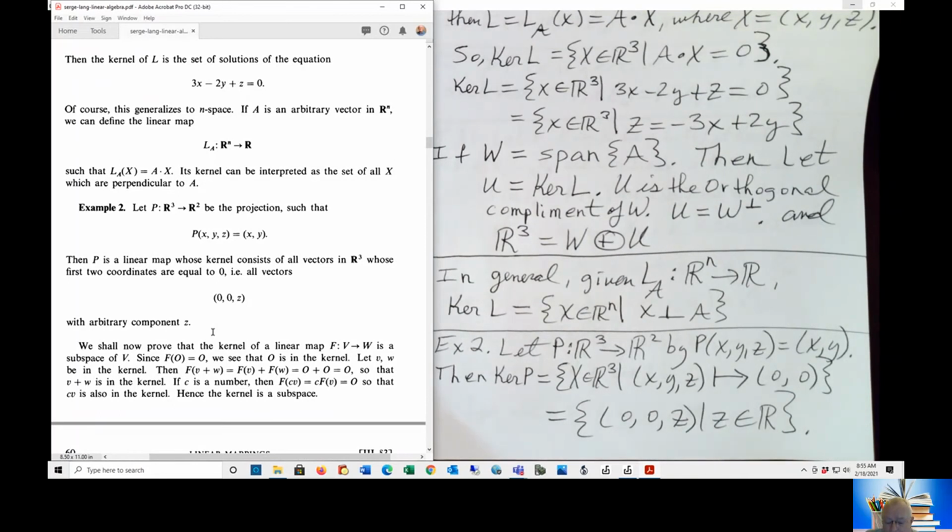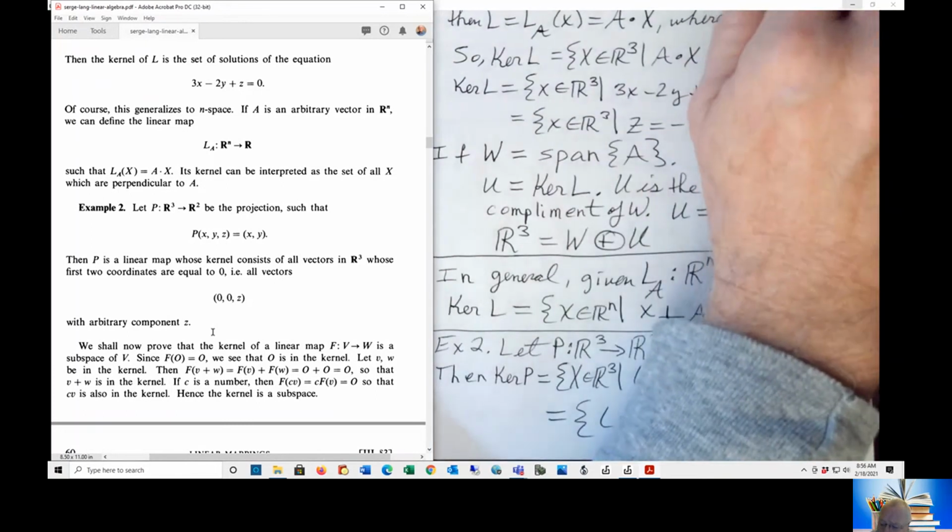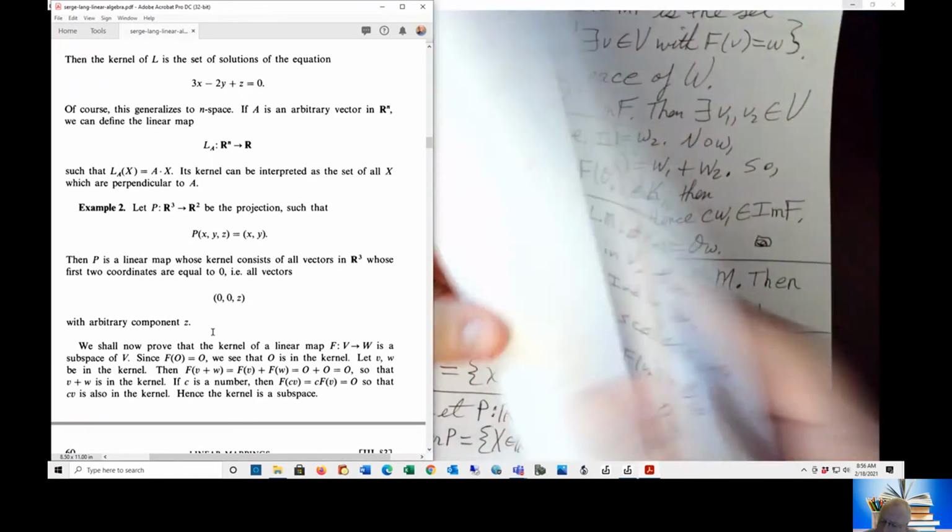And so what is the kernel for that projection? Well, it's the ordered triples 0, 0, z, where z is any real number. So that turns out to be a one-dimensional subspace of R3. The one from example 1 is actually a two-dimensional subspace of R3, and we'll see that more clearly momentarily. All right, so next, let's look at our next portion.